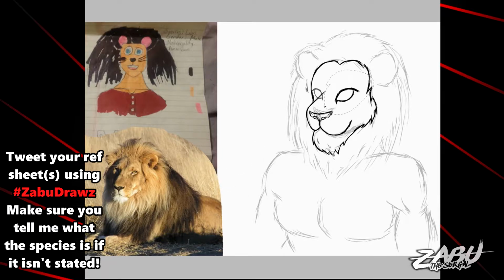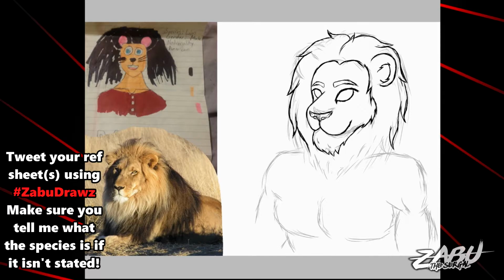Because oftentimes people will look at what the ref sheet looks like, and then they'll draw the commission or the art piece based on what the character looks like in the ref, whether or not it's anatomically correct to the exact animal, unless it's a fantasy species that they made up. But typically, most characters in the furry fandom are going to be based on some kind of animal. And so, to make sure that you get all of those features right, make sure that you reference the animals that you're trying to draw.